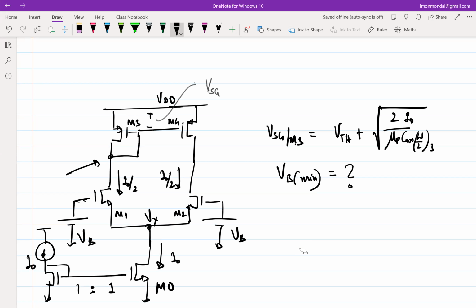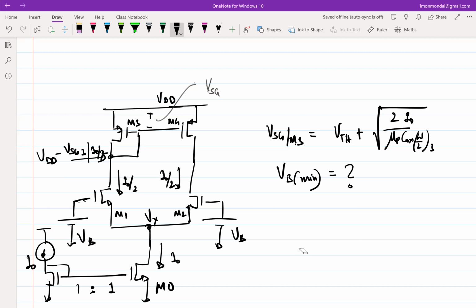Correct? So you see that if I naught is constant, and we are talking about the same temperature and all, then VSG is not changing. So this voltage becomes VDD minus VSG3 for a current of I naught by 2. Correct? So that is constant.